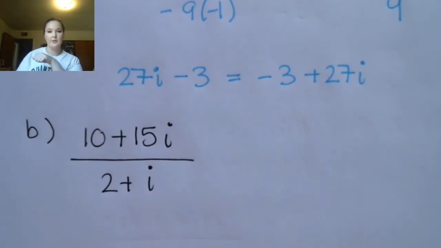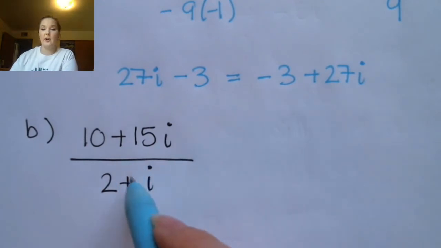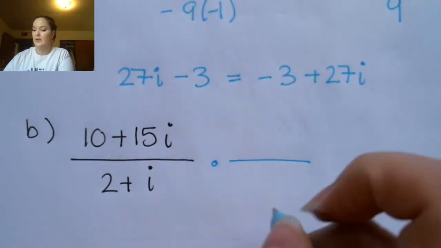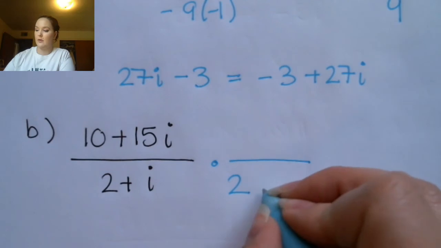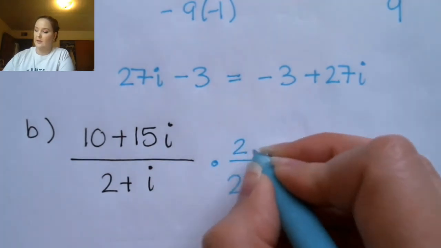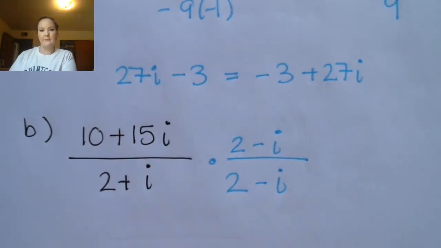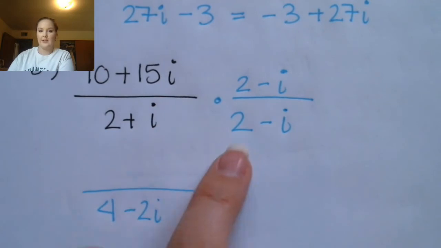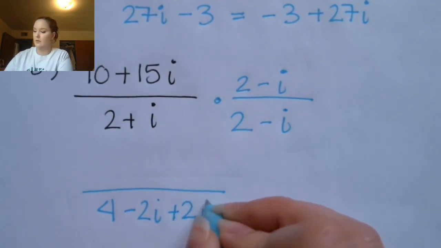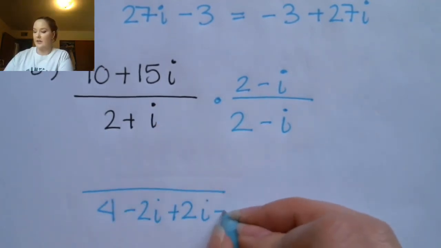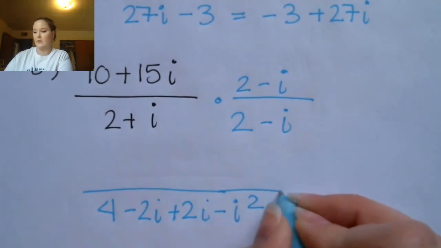So the first thing I'm going to do is find the complex conjugate for this denominator. So the real part is the same, the imaginary part is the opposite. Now I'm going to multiply this out. So 2 times 2 is 4. 2 times negative i is negative 2i. i times 2 is 2i. i times negative i is negative i squared.